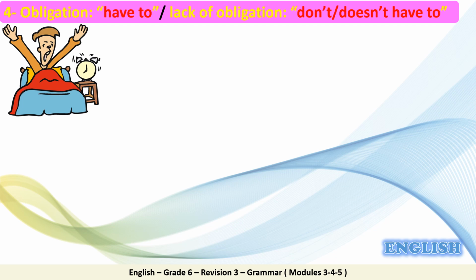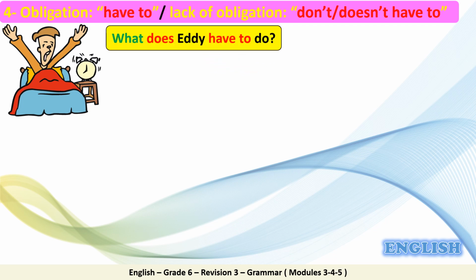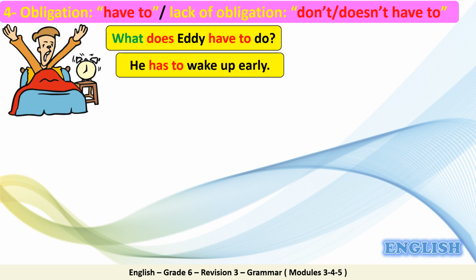Next grammar point is obligation with have to and lack of obligation with don't or doesn't have to. Look at the picture and the question here. What does Eddie have to do? The answer is he has to wake up early.